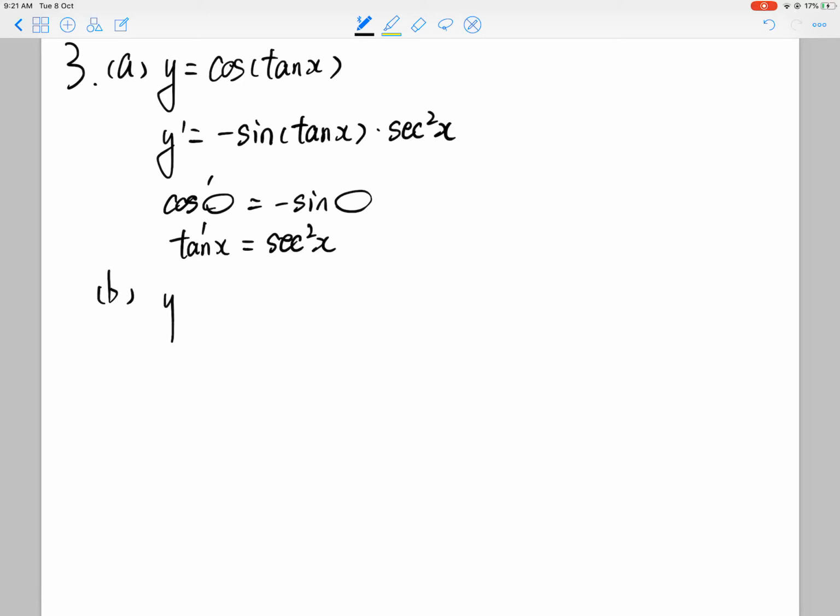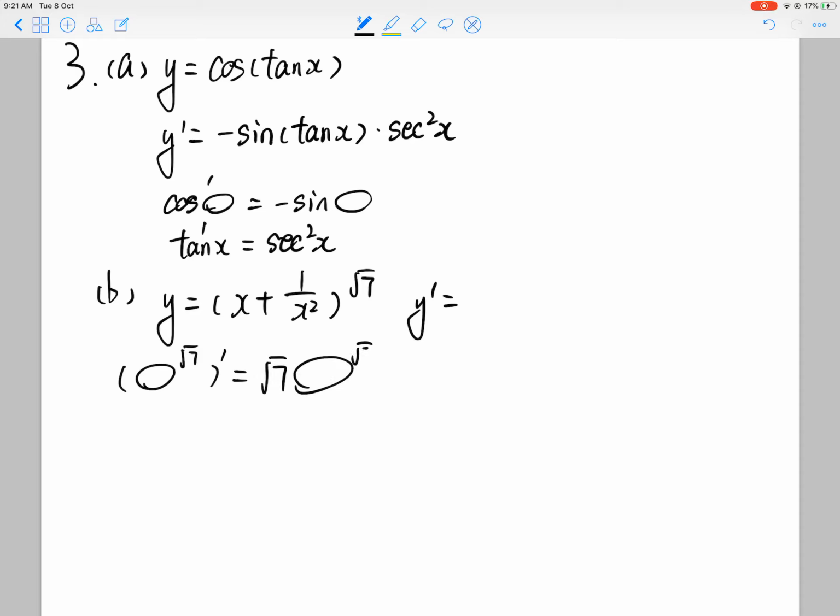Part B, y is this. Okay, again from outside to inside, the first function you encounter is something to the power of square root of 7, right? The derivative is square root of 7 times something to the power of square root of 7 minus 1. So it's square root of 7 times this whole thing to the power of square root of 7 minus 1.